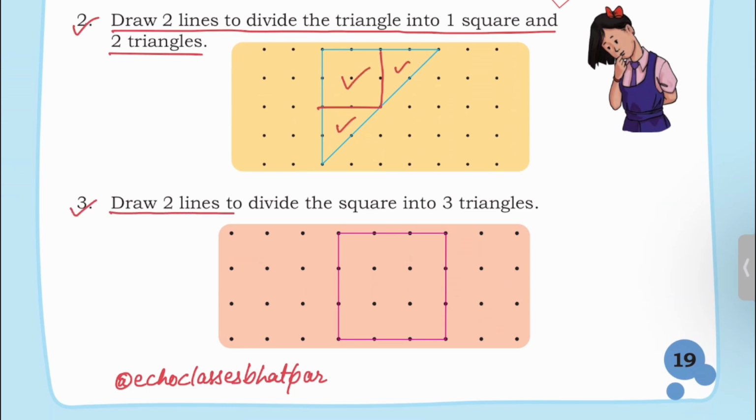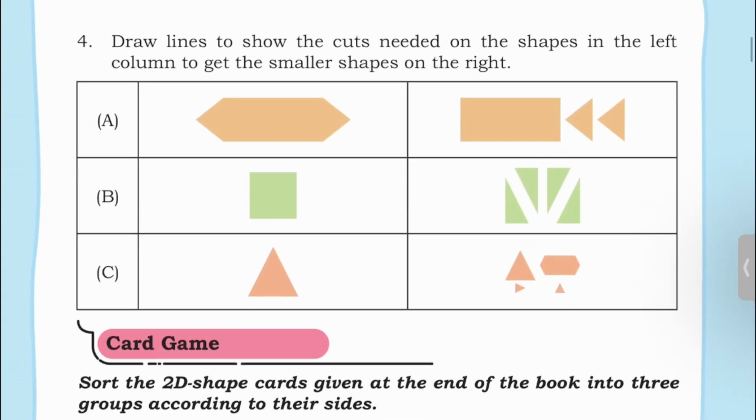3. Draw two lines to divide the square into three triangles. You can draw like this. You have to make three triangles like this. 4. Draw lines to show the cuts needed on the shapes in the left column to get the smaller shapes on the right. You can draw lines like these.